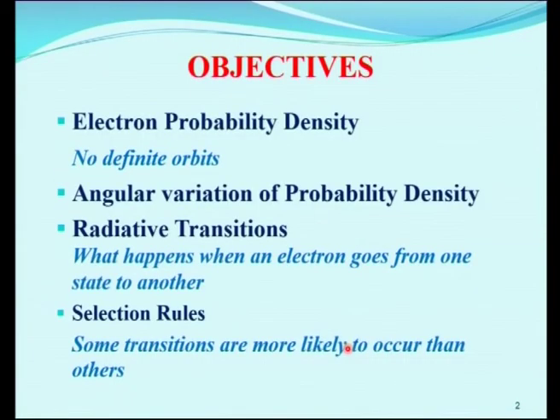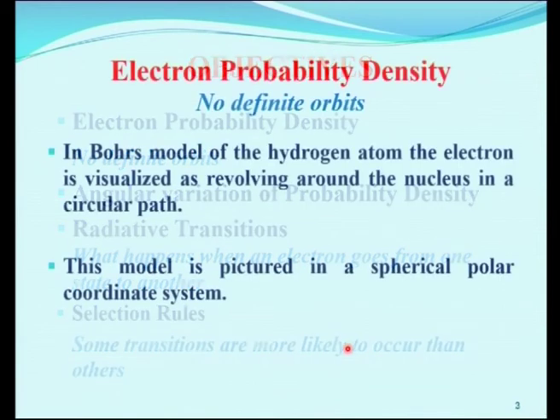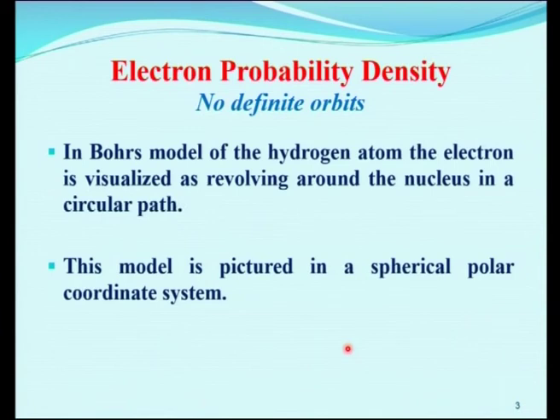Welcome to UGC lecture series. Today we are going to see the subject quantum mechanics. In this subject we have been seeing so many topics. Now in this session we are going to see particularly about electron probability density, angular variation of probability density, radiative transitions, then selection rules. Electron probability density.